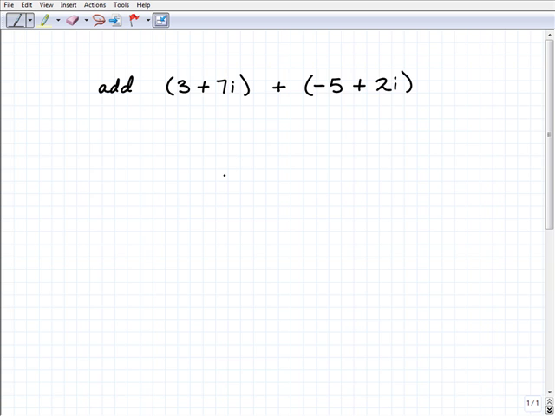It's actually very, very easy, okay? All we're going to do is take the real number parts, so in that case it would be 3 and -5, and we'll add those together, and then we'll take the imaginary number parts and we'll add them together, and then we will have found the sum of these two complex numbers. It's very easy, so let's go ahead and do it.